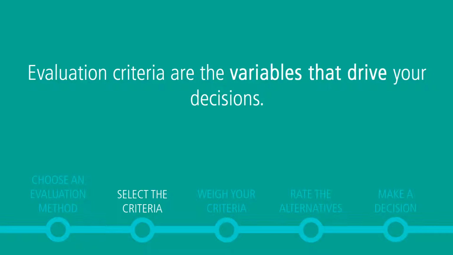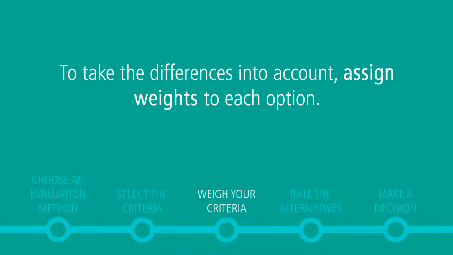Evaluation criteria are the variables that drive your decisions. What do you need to know about each alternative to make an informed choice? Popular criteria include cost, time, feasibility, usefulness, and appropriateness for the organization. Use more than one of these when evaluating alternatives. If your problem is complex, consider all of its dimensions as you evaluate alternatives.